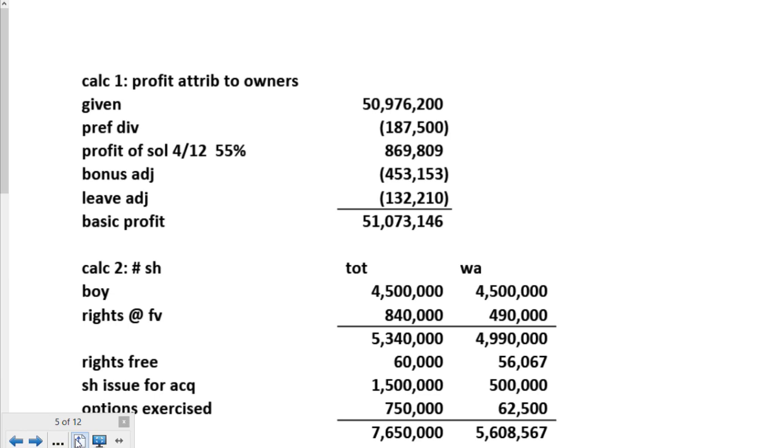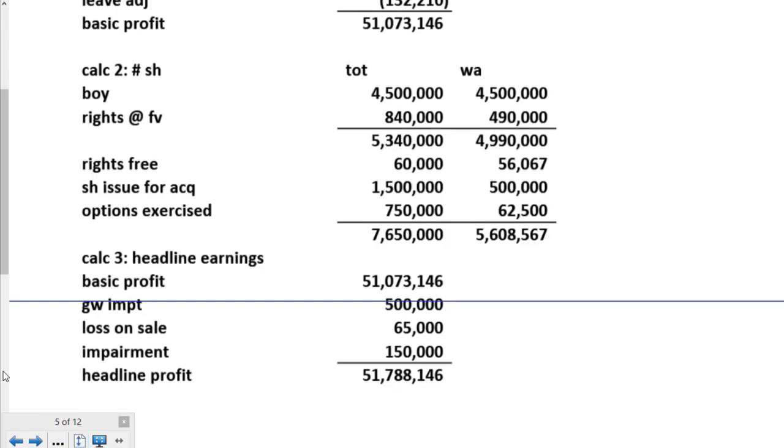On the number of shares, I start with the shares given at beginning of year, 4.5. Then there was a rights issue. It happened 4 months into the year. There were 7 months left. It happened in November. The at value piece was R2.80 out of R3, so that worked out to 840. The difference, 60, is the free piece. This at value piece is for 7 months. It apportions for 7 months. And then I'll end up with those numbers.